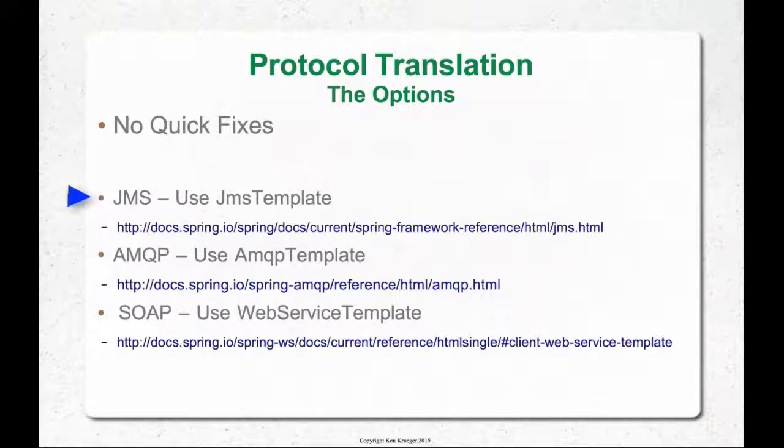So if I need to work with JMS, for example, I have the JMS template that can be used to really easily send a message and even wait for an asynchronous response to be returned. Need to talk to AMQP? Well, we have the AMQP template. Need to call a SOAP web service? There is the web service template. You can take a look at the Spring reference documentation for each of these to learn more about them if you have not used them before.